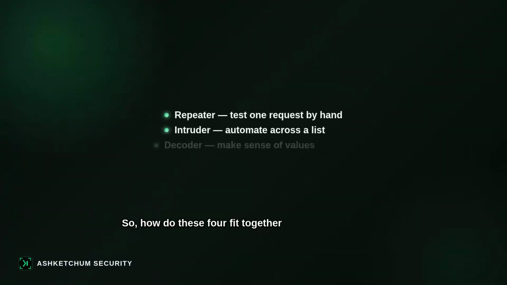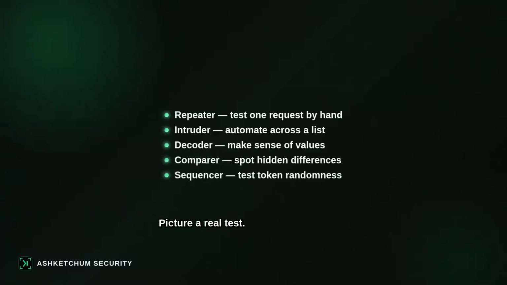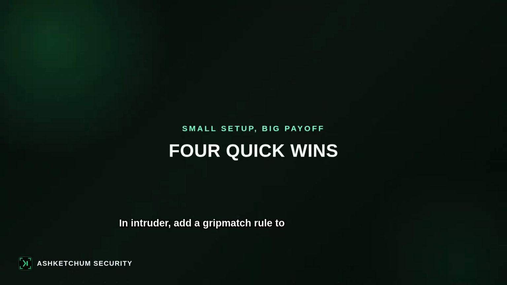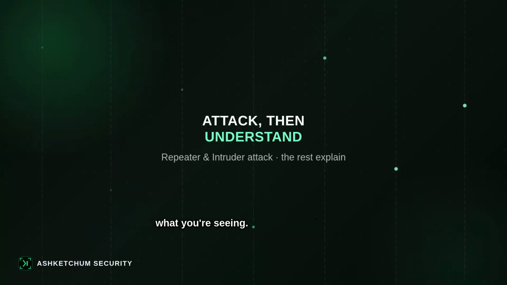So how do these 4 fit together with what you already know? Picture a real test. You find an interesting request and explore it by hand in Repeater. You automate it across a word list in Intruder. You hit a value you don't understand, so you drop it into Decoder to make sense of it. You compare a normal response against a privileged one in Comparer to spot hidden differences. And when you find a token, you test its randomness in Sequencer. Repeater and Intruder do the attacking. Decoder, Comparer, and Sequencer help you understand what you're seeing.